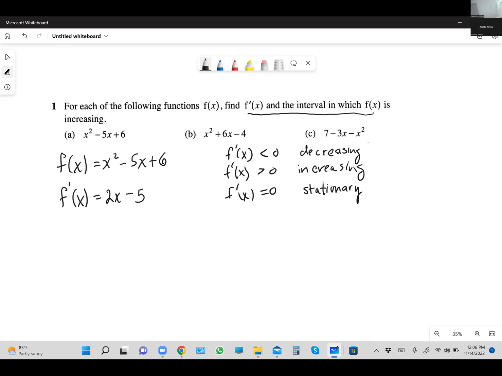So now I ask you, when is f prime of x here bigger than 0? When is it increasing? Well, when 2x minus 5 is greater than 0. So when x is greater than 5 half. So this function is increasing when x is greater than 5 half.